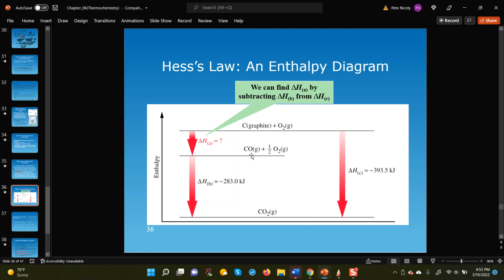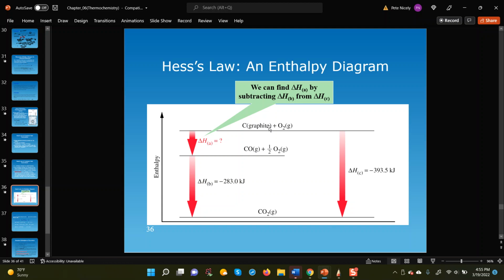In fact, the values are given right here. For the conversion of carbon monoxide to carbon dioxide, the enthalpy change is minus 283.0. And to go from carbon to carbon dioxide, the enthalpy change here is minus 393.5. So we can easily find out what the enthalpy change, which is labeled A here, is for the reaction where carbon monoxide is formed from carbon. Because as we can see in this diagram, delta HA, which is for the first step, plus delta HB, which is for the second step, would give delta HC, which is for the overall step.